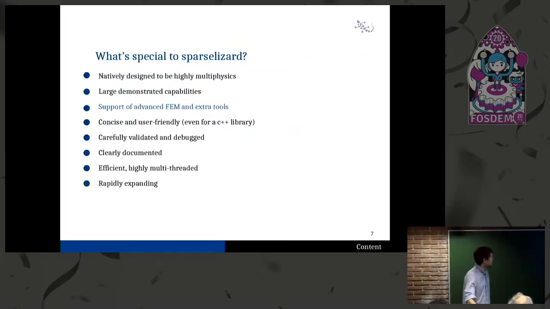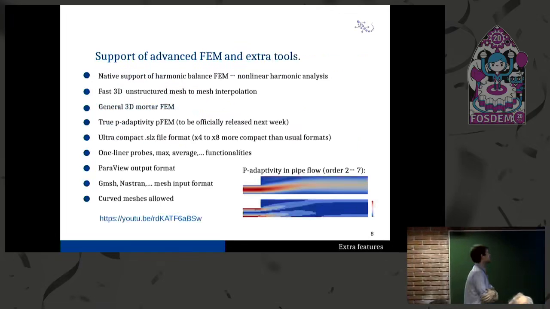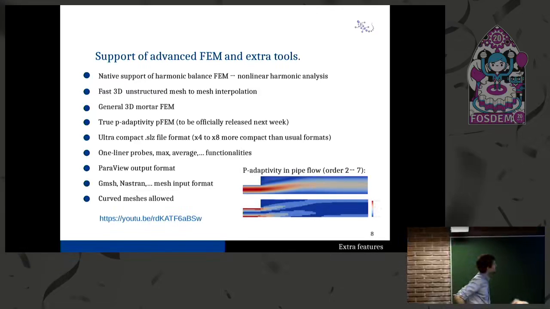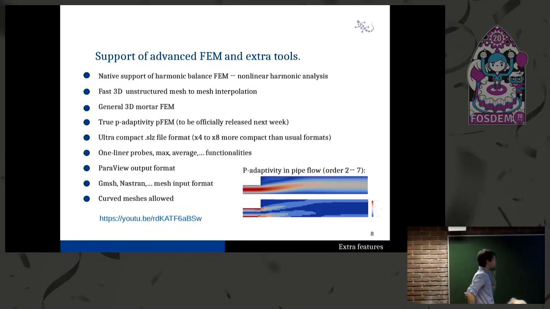Now, advanced things that are available. As I said, there is native support of the so-called harmonic balance finite element, which allows to do nonlinear harmonic analysis. There is also a fast 3D, very general unstructured mesh-to-mesh interpolation algorithm. It scales very nicely, linearly, up to 100 millions of elements. You have general 3D mortar finite elements.